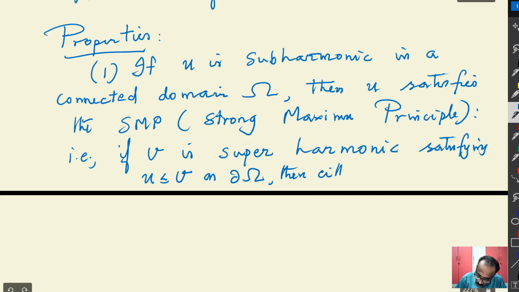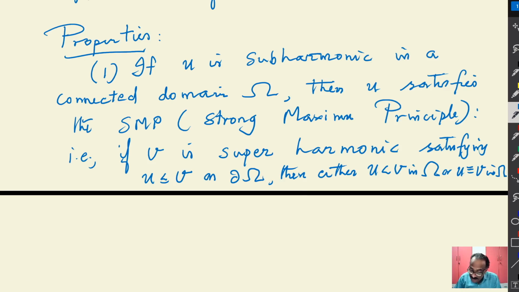either U less than V in omega, that is interior, or U identically V in omega. This is the same thing we are telling. It cannot have an interior maximum kind of thing. So if U is super-harmonic, you know that U minus V is sub-harmonic, and that's all we need actually. U minus V is sub-harmonic, and U minus V is less than or equal to 0 on the boundary.